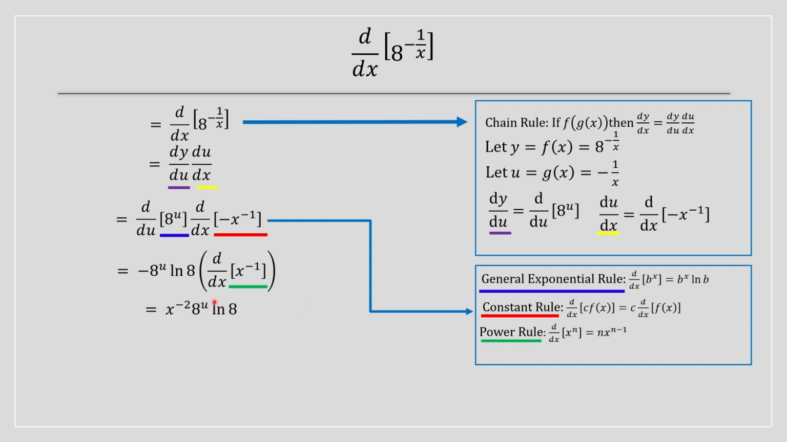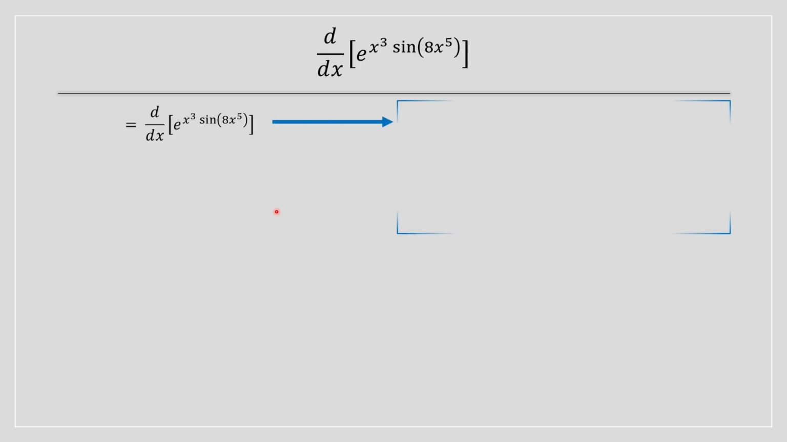And the u term will be negative 1 divided by x. And once you do that, that's the answer. Question 37, we got to apply the chain rule.